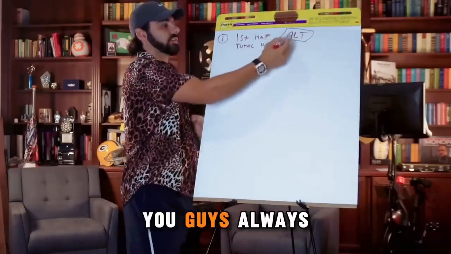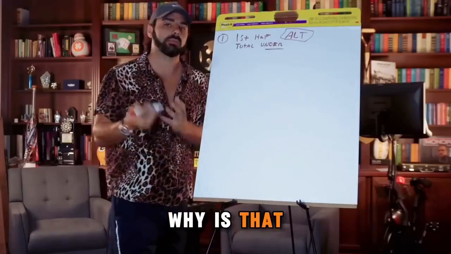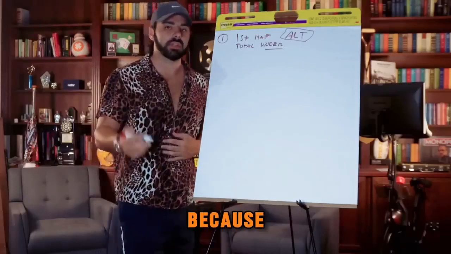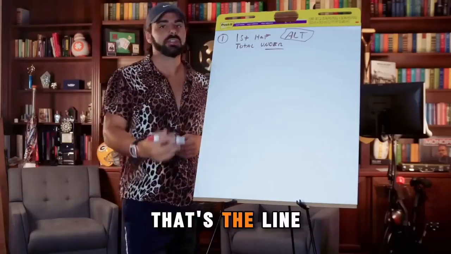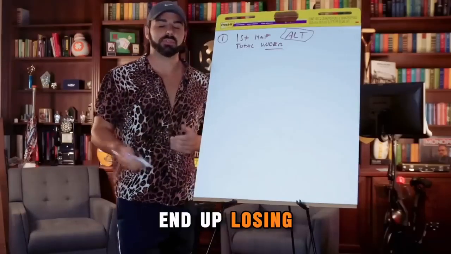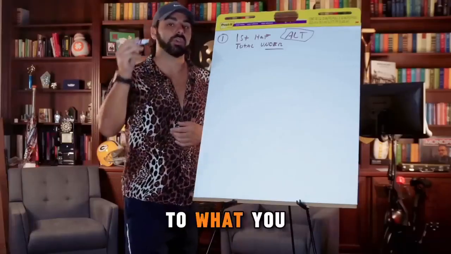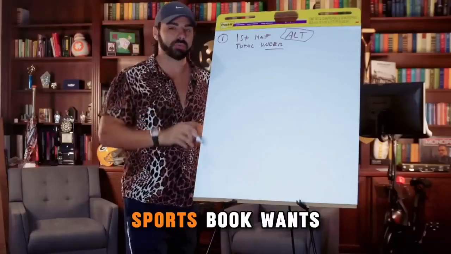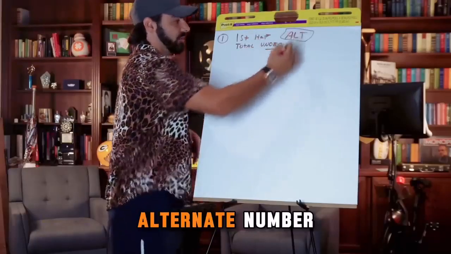Now, a lot of the times you always see me in different videos always do alternate numbers. Why is that important? Alternate numbers are important because you don't want to take the line that the sportsbook's going to give you. That's the line you're going to lose with. No matter if you're on the over or the under, you're always going to end up losing somehow long term. You want to make the lines yourself and adjust them to what you want them to be, not what the sportsbook wants you to bet with. So we're looking at a first half total under alternate number.